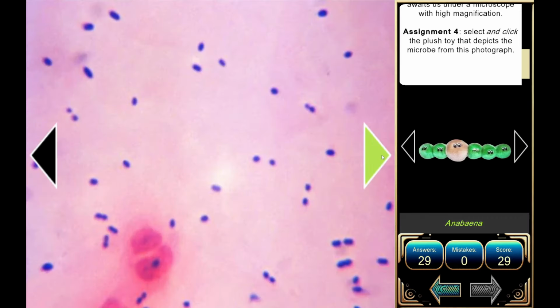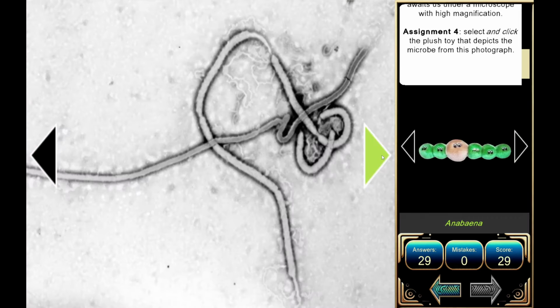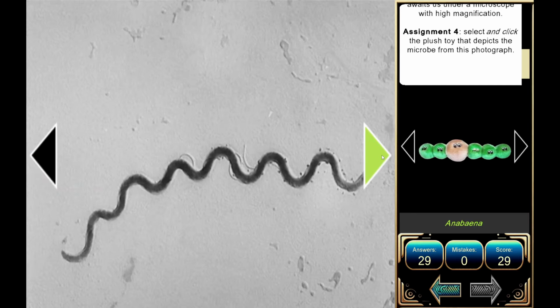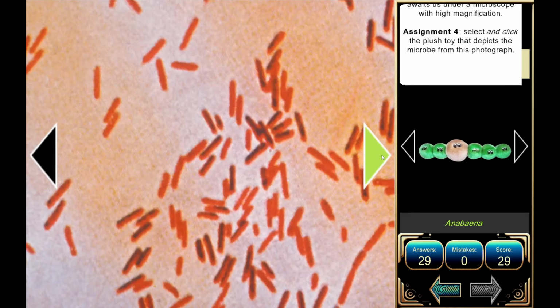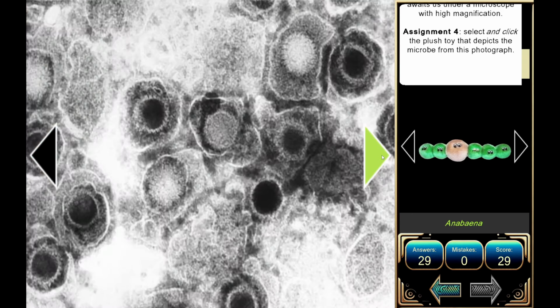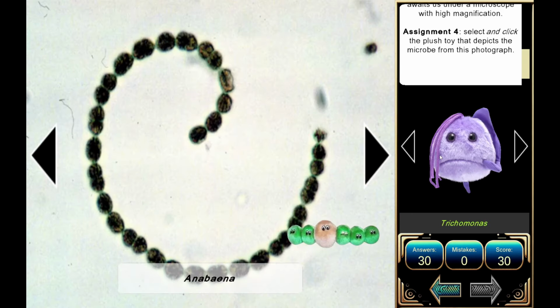And this is Anabaena. Anabaena is a cyanobacterium that first appeared at the dawn of life more than 3 billion years ago, and it's still thriving. What does it look like under the microscope? It looks like this. Try to find the rest of the microbes yourself.